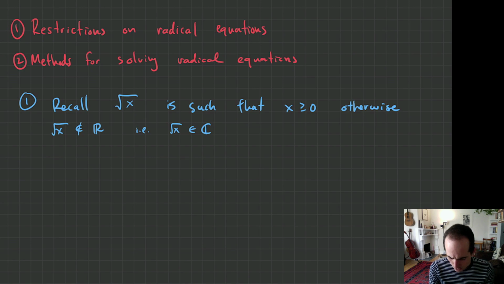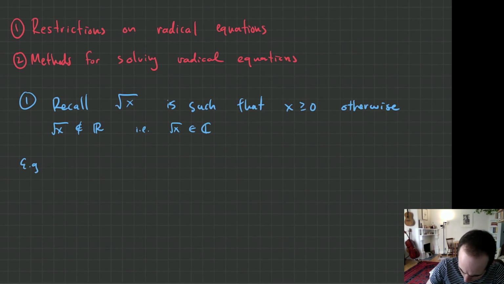Anyways, so recall that the square root of x is such that x must be positive. Otherwise, it would not be real. Right now, we're dealing solely with real numbers. We're not dealing with complex numbers. So, let's take a look at certain situations.